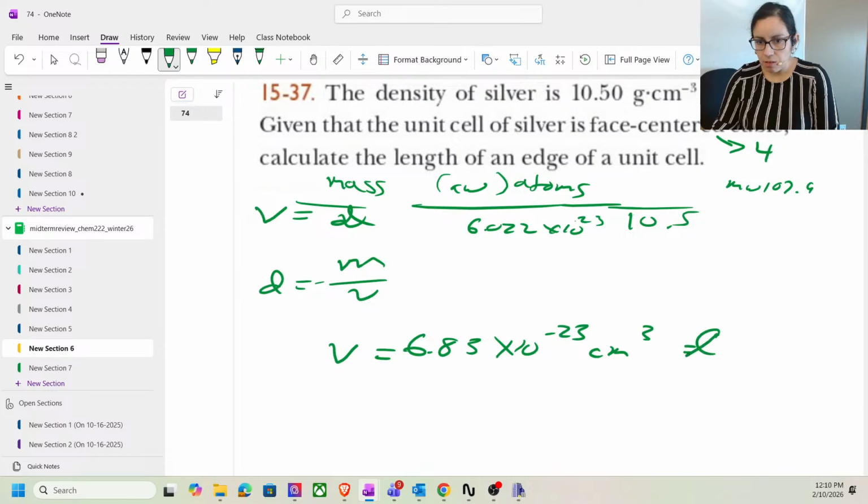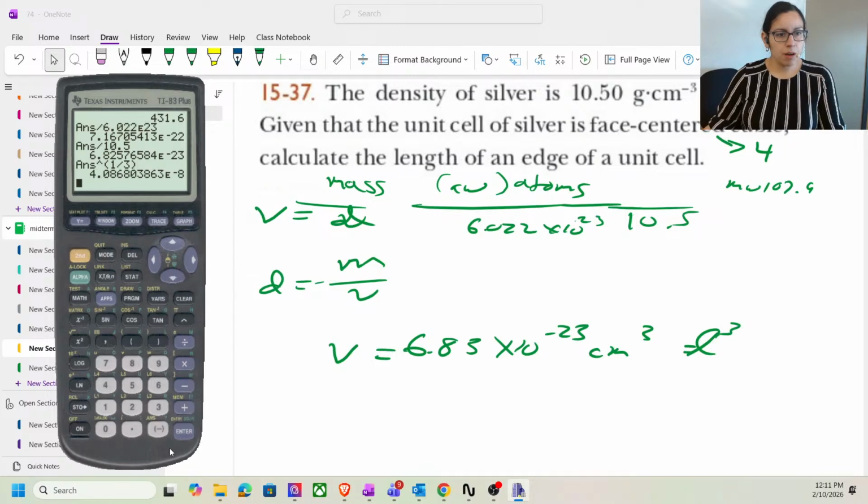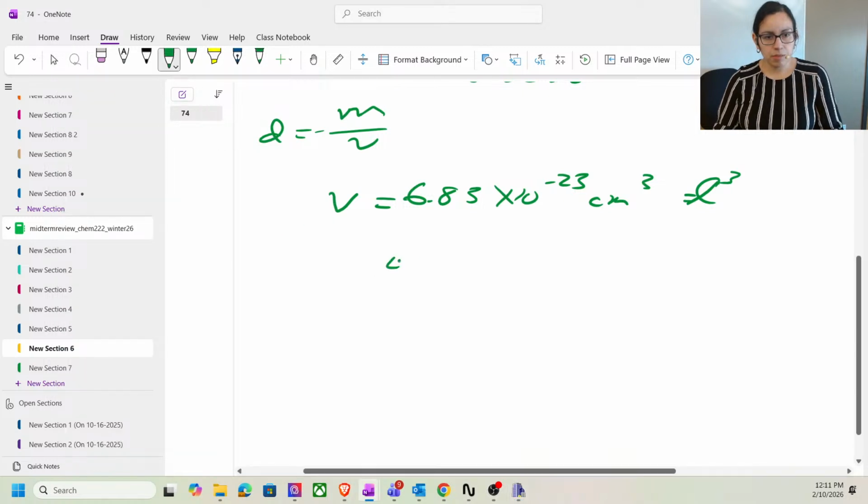So again, that's also length cubed for volume, with length being edge length. So first I'm going to find my cube root. So take it to the 1/3 power. And then I get this for my edge length of each cube.